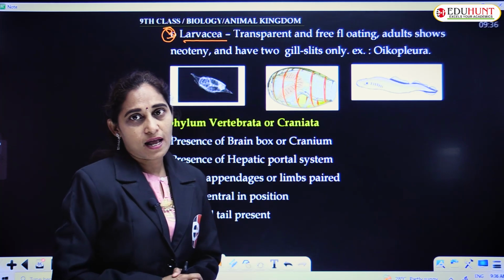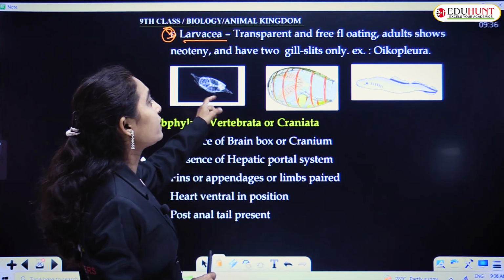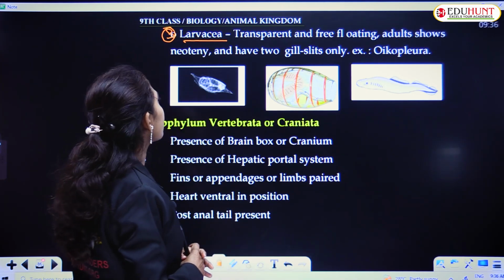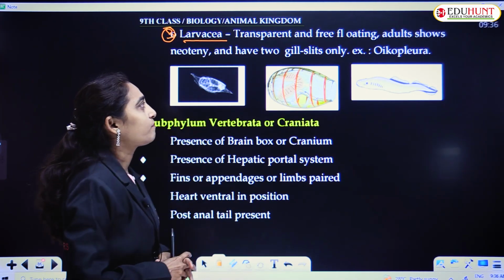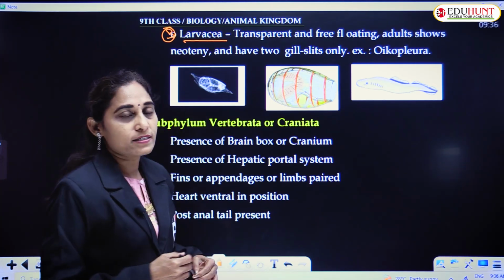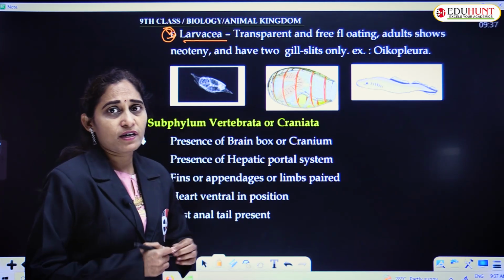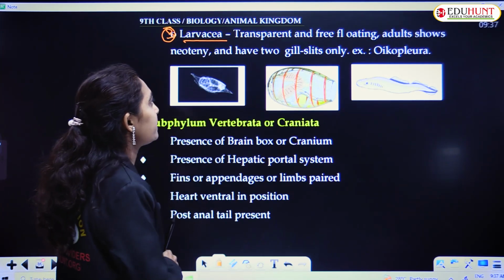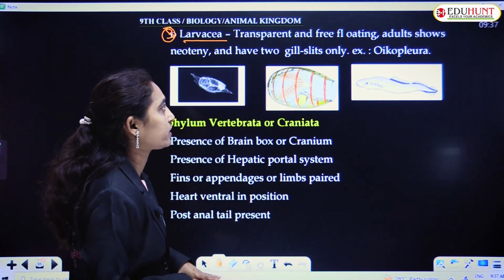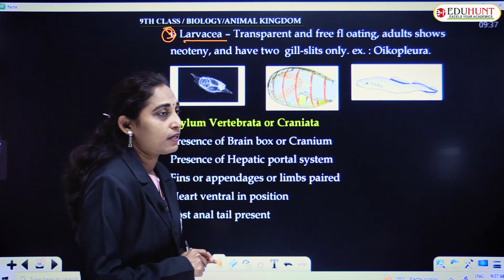And next class is Larvaceae. These are transparent. You can see here on the board, and these are free floating. Adults show neoteny and have 2 gill slits only. Oikopleura is the best example. The animals of the class Larvaceae are transparent in nature and freely floating in the water, in oceanic currents. And adults have neoteny.